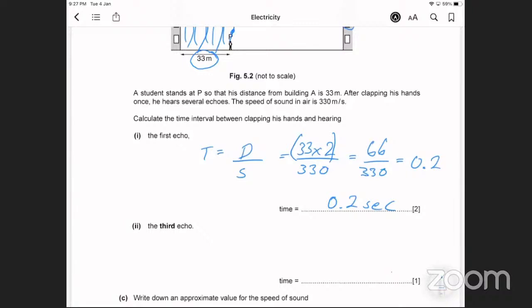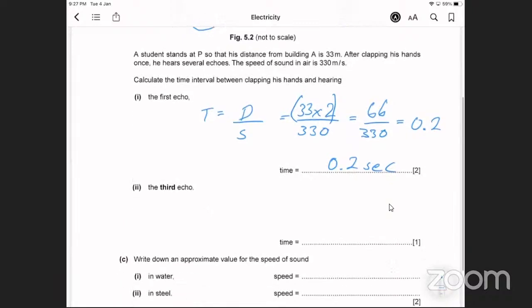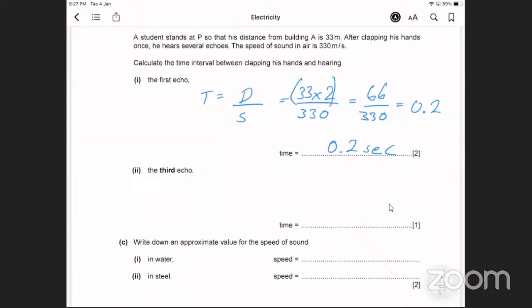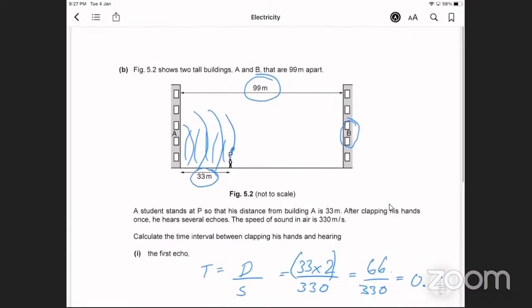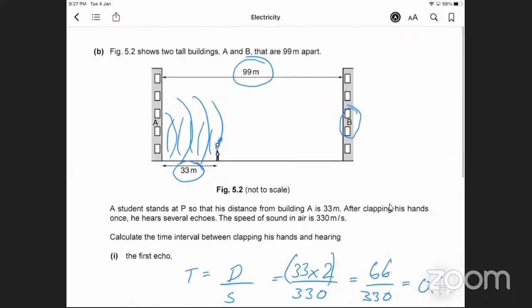Right. Part 2. It's asking for the time taken for the third echo. How do we calculate that? The third echo. I'll go back to the diagram so that you guys can have a clear picture of what is happening.